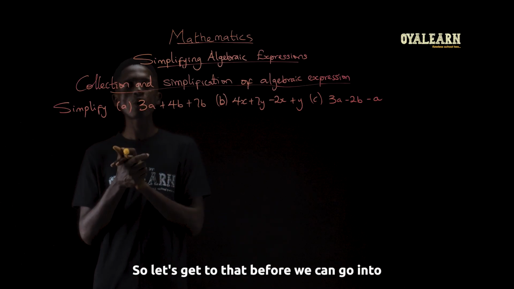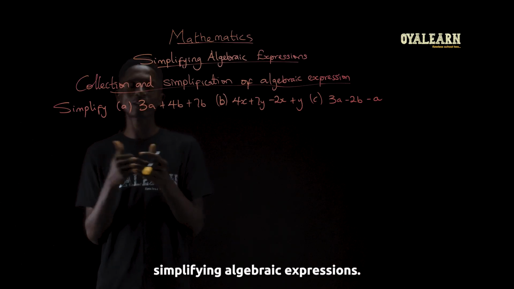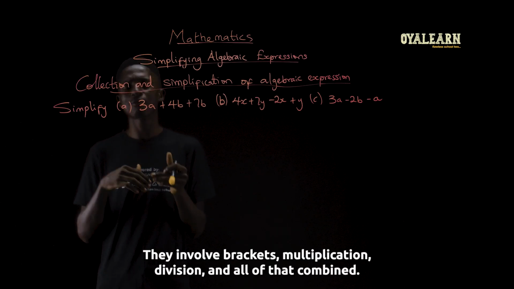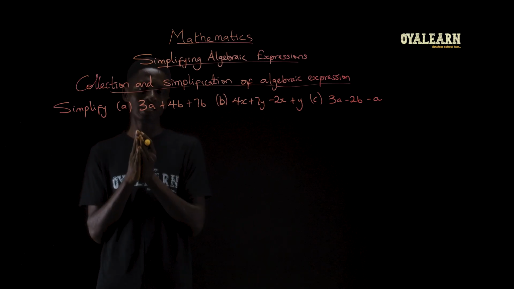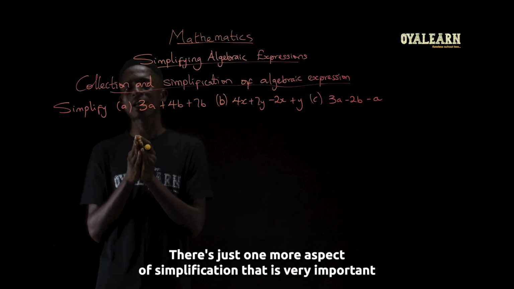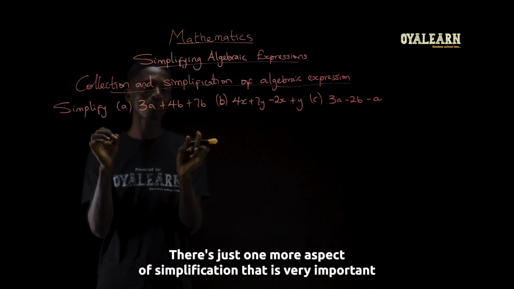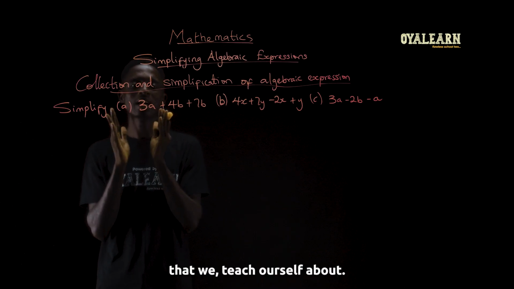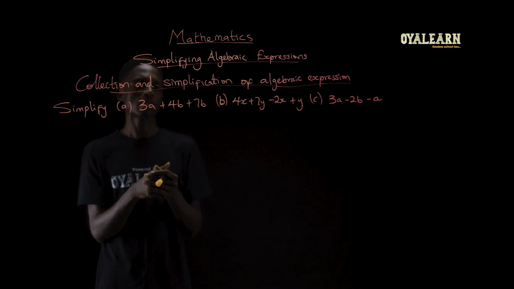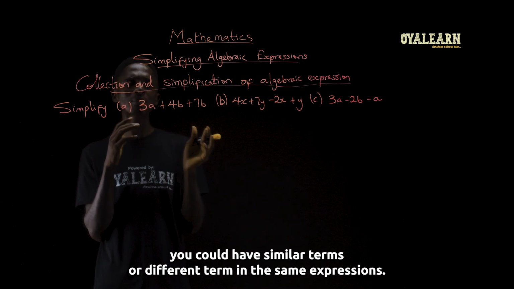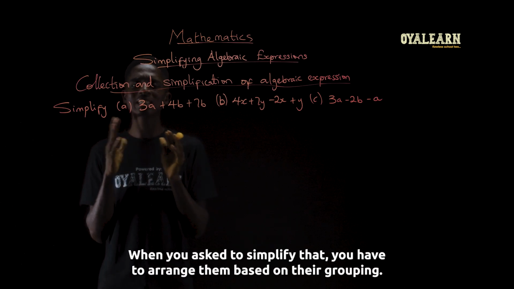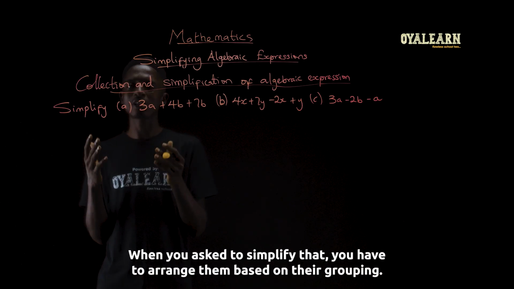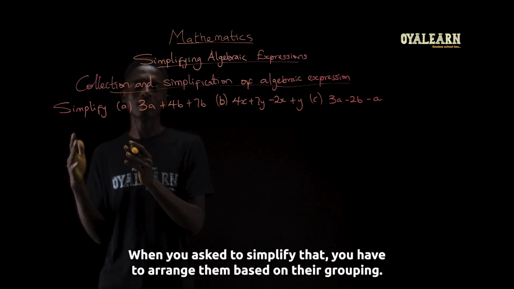Before we can go into simplifying algebraic expressions that involve brackets, multiplication, division, and all of that combined, there's just one more aspect of simplification that is very important that we teach ourselves about. And that is that you could have similar terms or different terms in the same expressions, and when you're asked to simplify them, you have to arrange them based on their grouping.